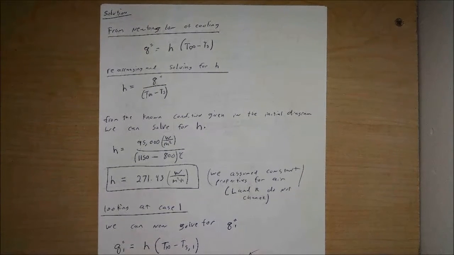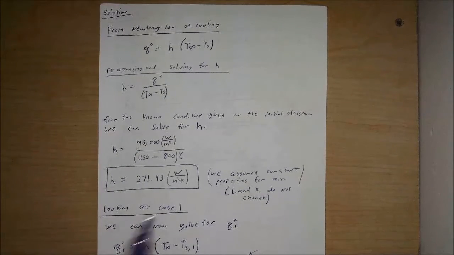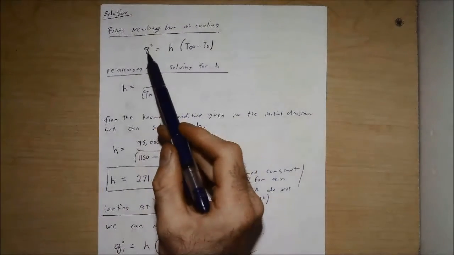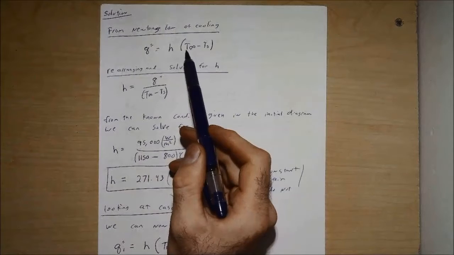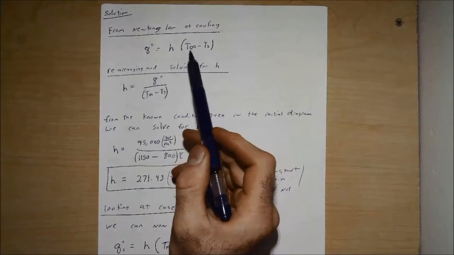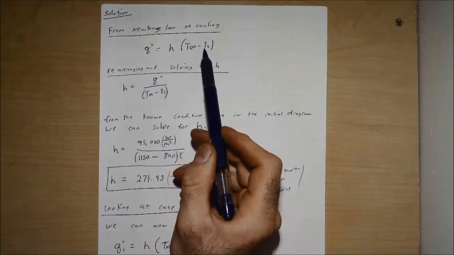The key thing we want to do here is come up with our general governing equations. For our case here, what we want to look at is Newton's law of cooling. This will be our first governing equation. We have our heat flux is equal to h times T infinity minus Ts, with our ambient temperature and our surface temperature.